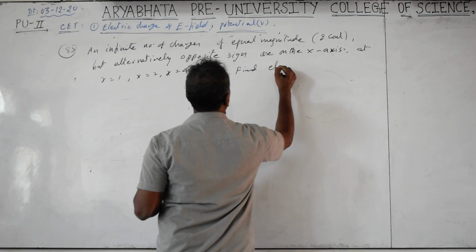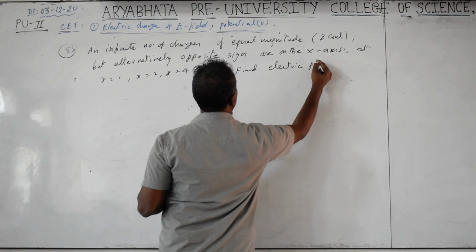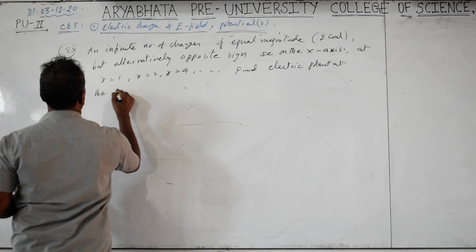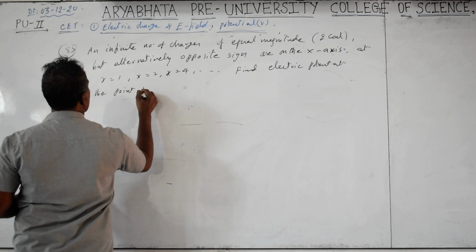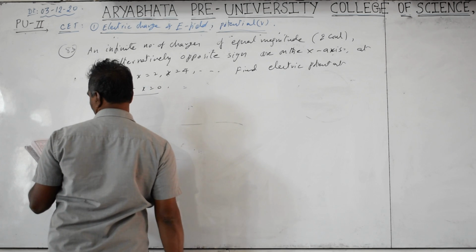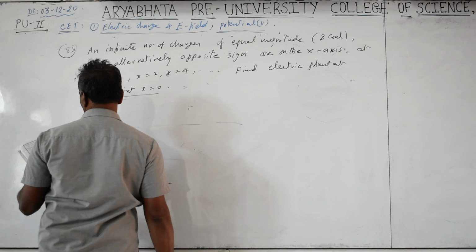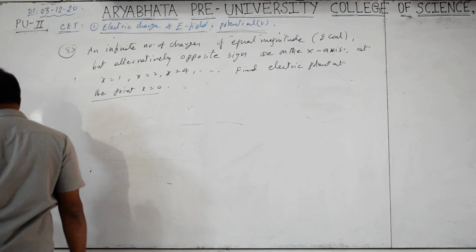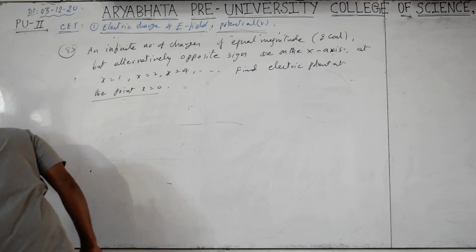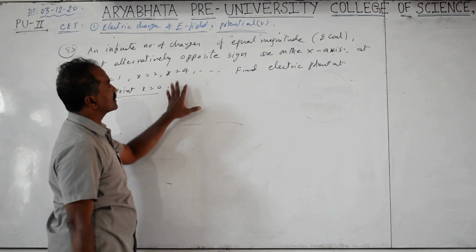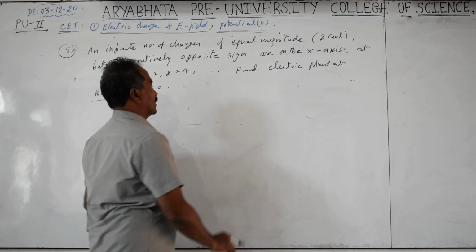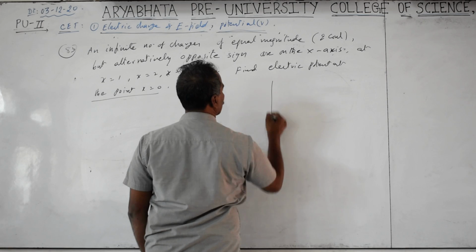The electric potential at the point x equal to 0, meaning at the origin, with these charges. You are not given the distance in centimeters or meters, just units, so we will take whatever units are mentioned. So, the formula we need to take.